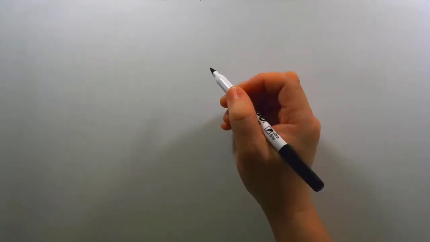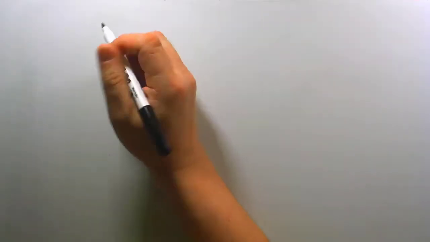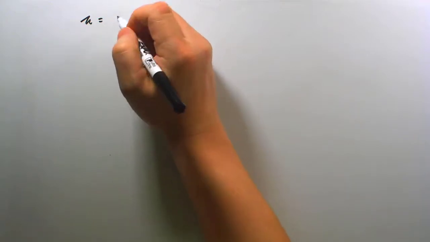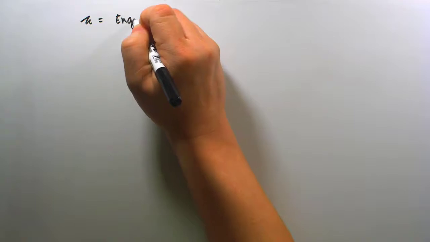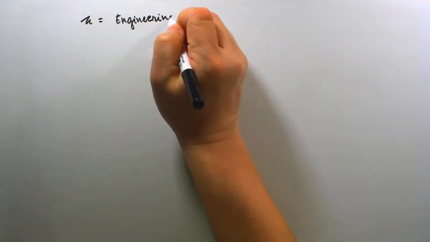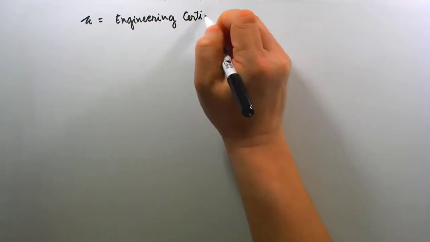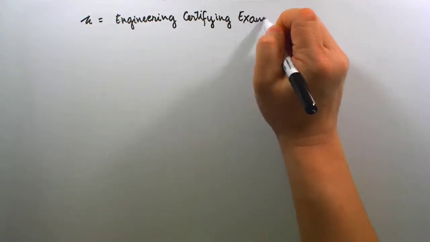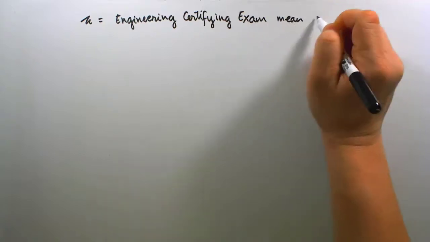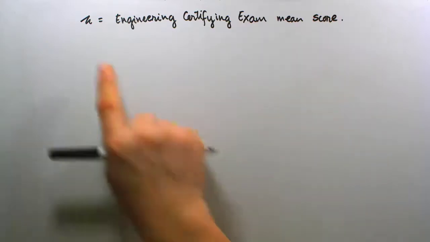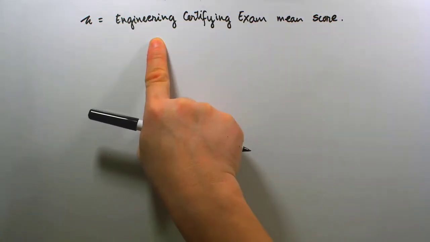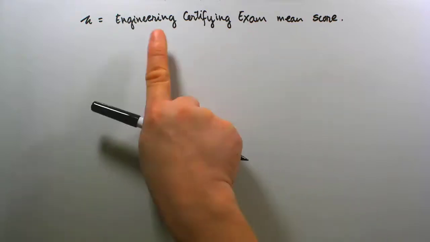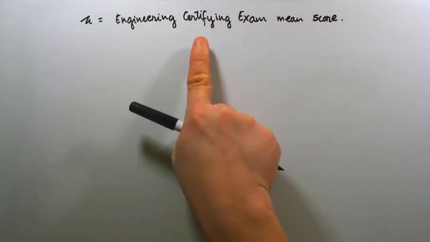The first thing, as I explained back in the general lecture, is that the main population mean value that we are studying here is the engineering certifying exam mean score. So this is a population mean because, as I have already introduced, this engineering certifying exam is not only offered at Newton University, it's not only offered at Gauss University, it is offered at any university in the nation as long as there is an engineering department.